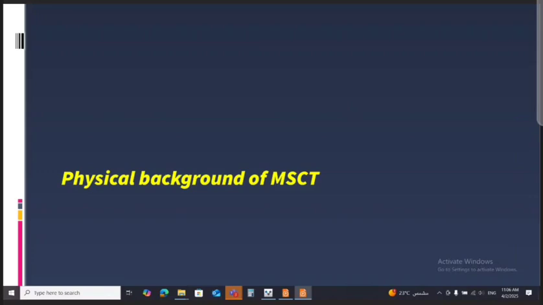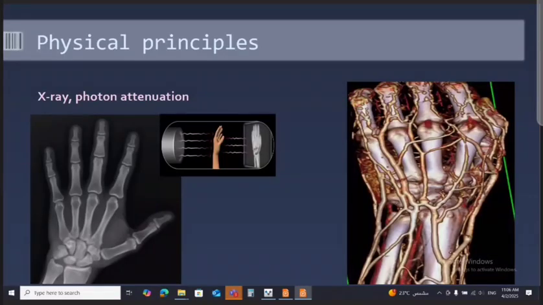The first topic is the physical background of multi-slice CT. The physical background of CT is similar to that of the X-ray. The CT and X-ray have the same physical principle, which is photon attenuation. In the case of X-ray, we have a source of photons, which is the X-ray tube, and the photons are attenuated while passing through the object, and finally presented on the film or detectors. According to the degree of attenuation, we have the image.